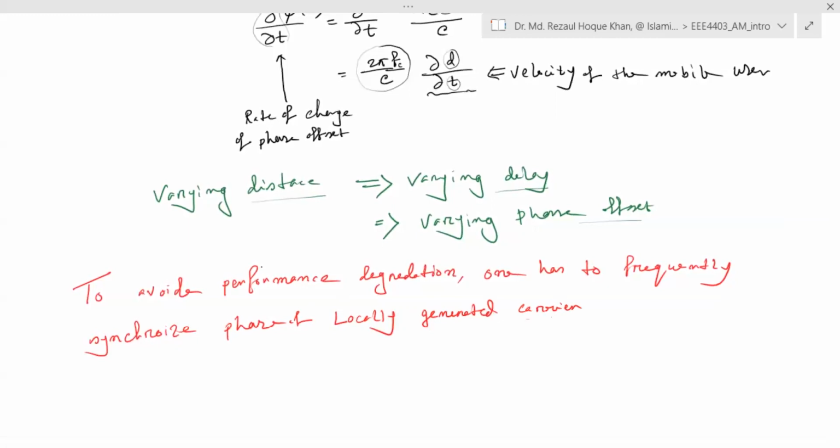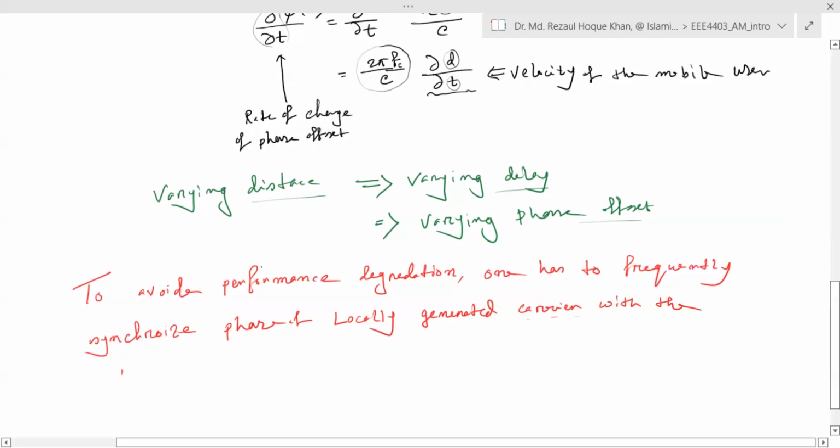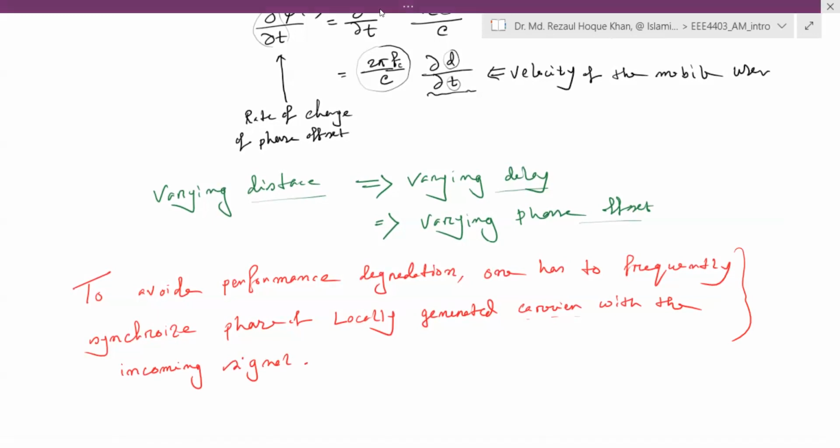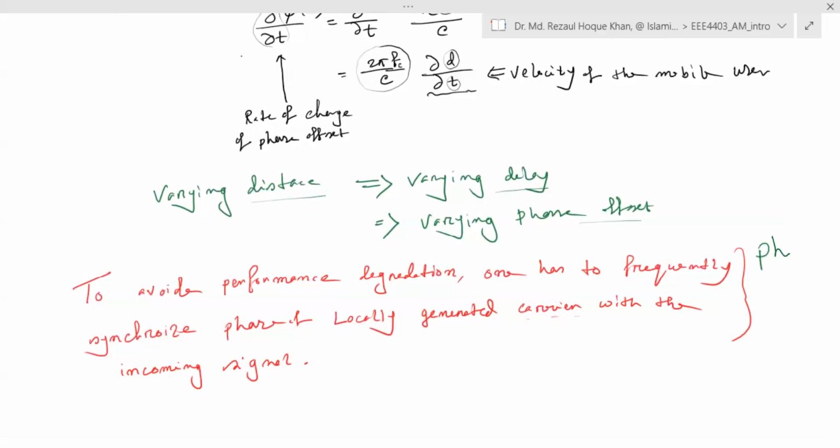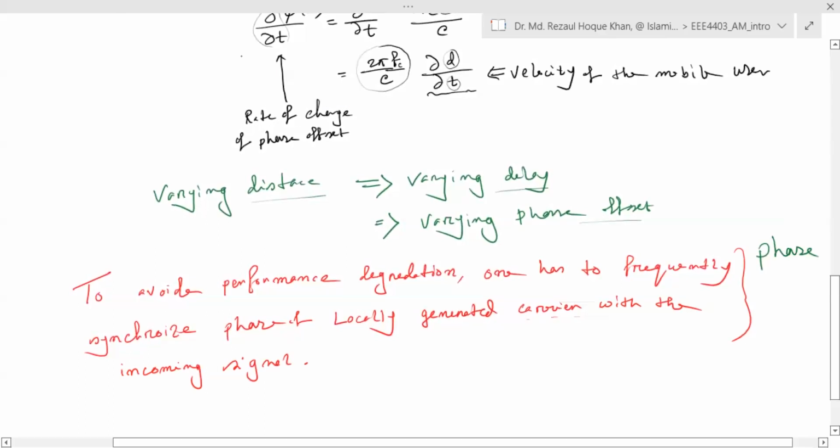Actually, this locally generated carrier is generated by the local oscillator. So we synchronize the phase of the locally generated carrier with the incoming signal. So this process is called phase synchronization.